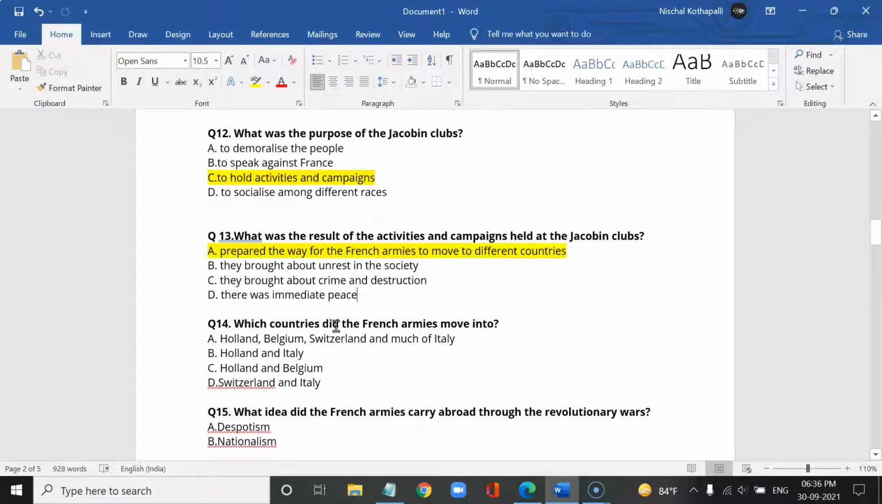So next, which countries did the French armies move into? So this is a straight up textbook answer, which you have to know. Holland, Belgium, Switzerland, and much of Italy.